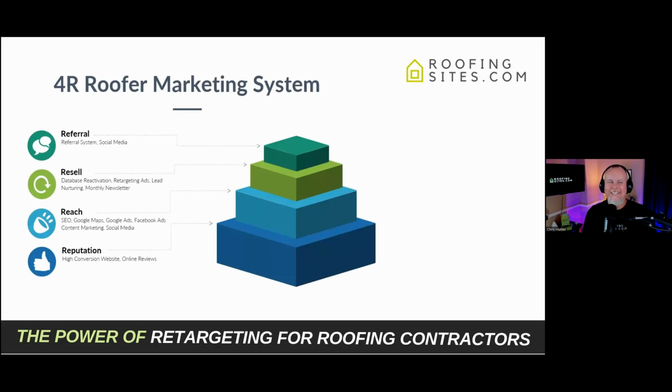So here's the 4R marketing system. This is a system that I have developed over the past 20 plus years being in business. It's what I wrote my book on, The Ultimate Guide to Digital Marketing for Roofers. It is made up of 4 pillars: reputation, reach, resell, and referral. This is an evergreen system, because if something stops working in any of these pillars, simply take it out and replace it with something that does work.